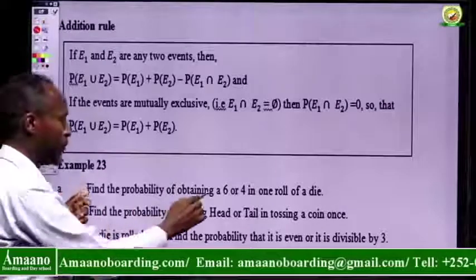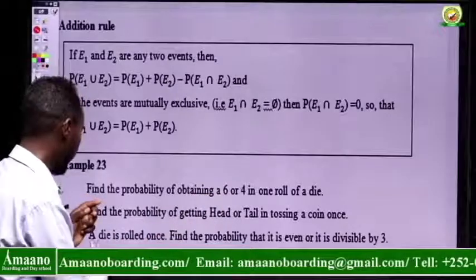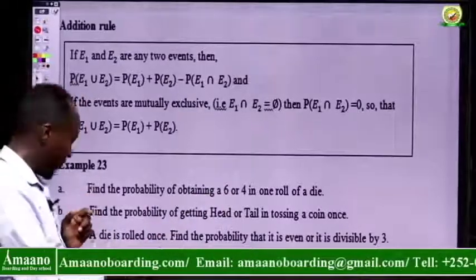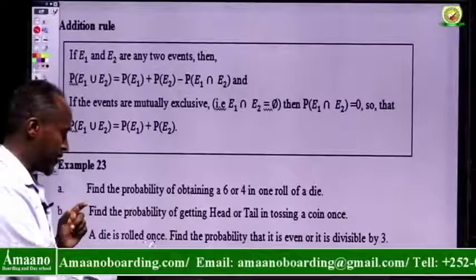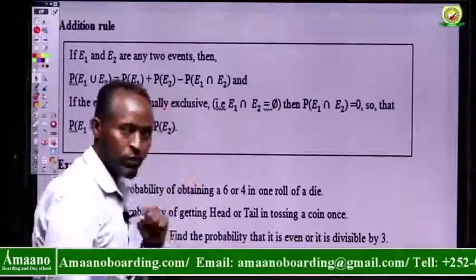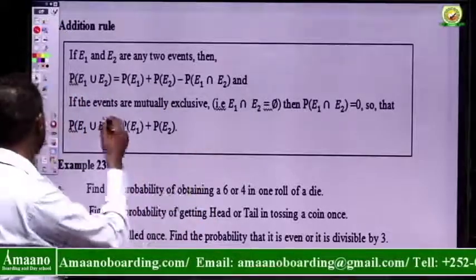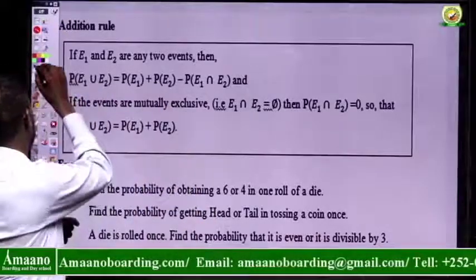Number one, we are asked to find the probability of getting 6 or 4. Number two, head or tail. A die is rolled once. Find the probability that it is even or it is divisible by 3. We will do these three questions in the next page.